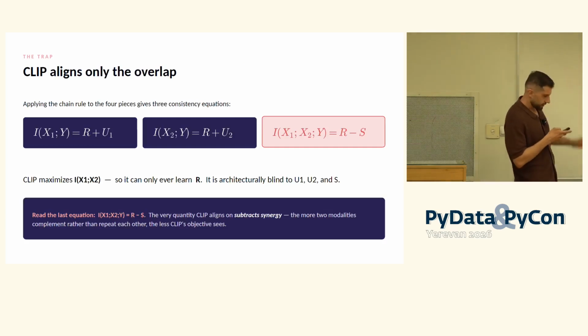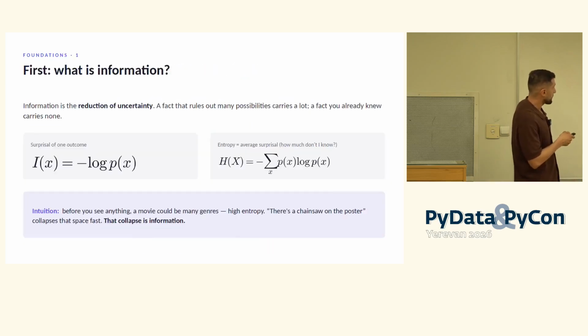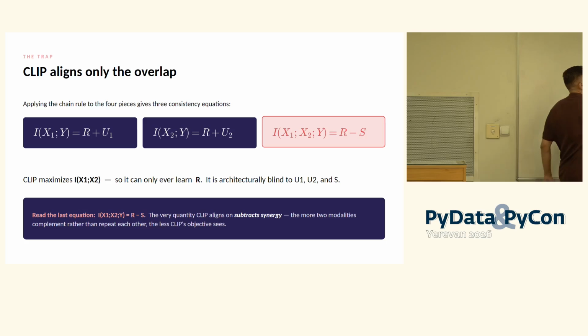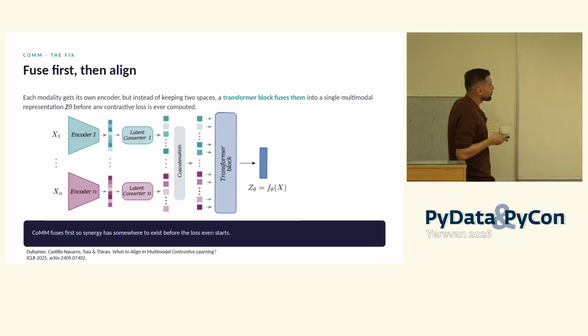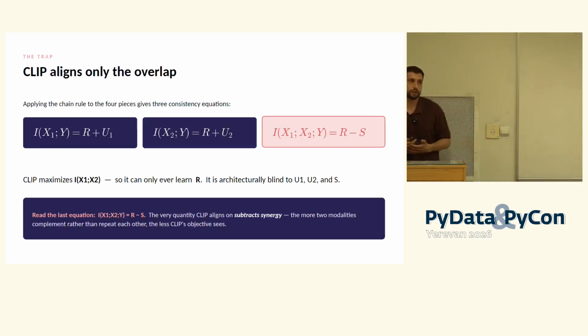So where we had this joint information, we apply the chain rule, and we end up with these three equations. Here we can see that when you have only one modality with the label, you only capture uniqueness and shared information. And with this three-way function, you can capture the synergy.